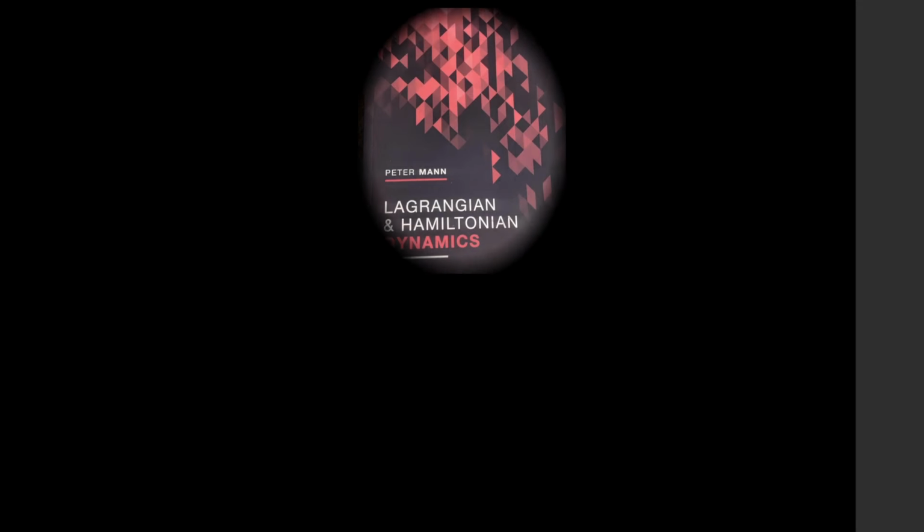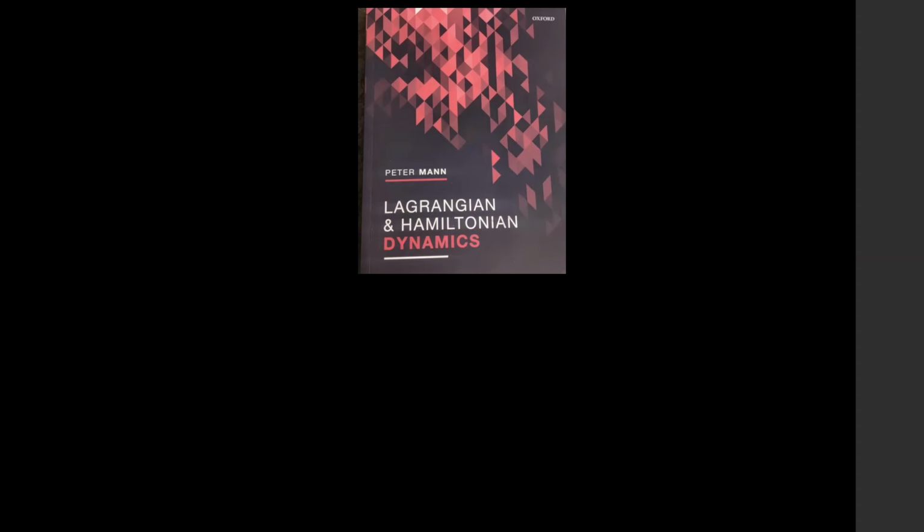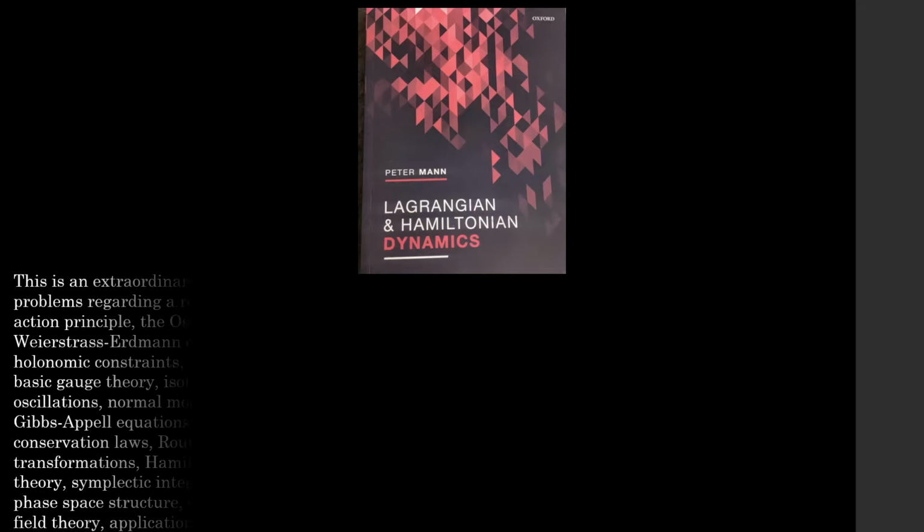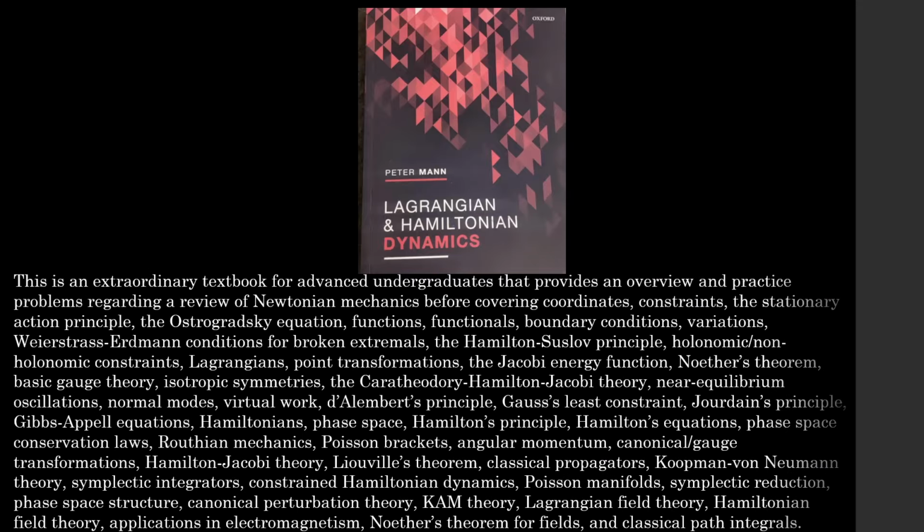In this category, we have one book because it deserves an entire category to itself. This is Mann's Lagrangian and Hamiltonian Dynamics, one of my favorite textbooks ever written. Pretty interesting, because though this is designed for an undergraduate physics course, you could definitely put this into graduate level hands and have people learn something from it.